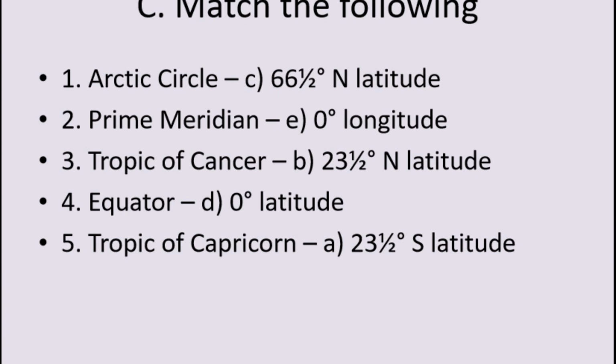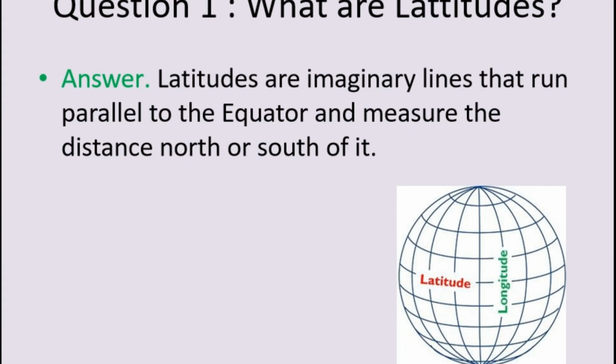Now moving to the next question, the part D. What are latitudes? So latitudes are the imaginary lines that run parallel to the equator, and this measures the distance from north or south of it. So you can just write the first part of it, that latitudes are the imaginary lines that run parallel to the equator. That would be enough for you.